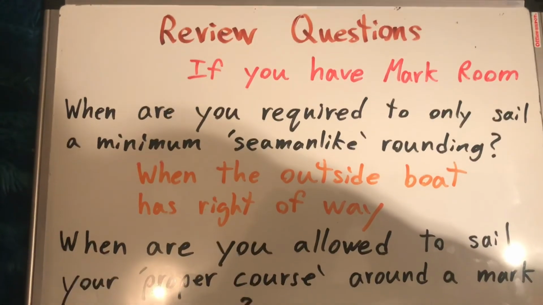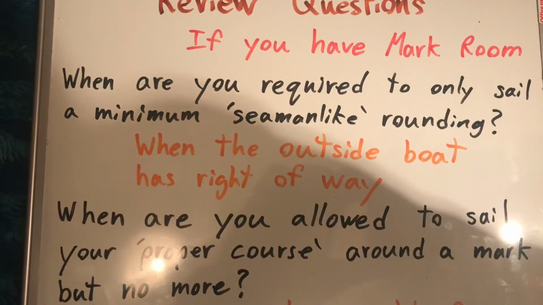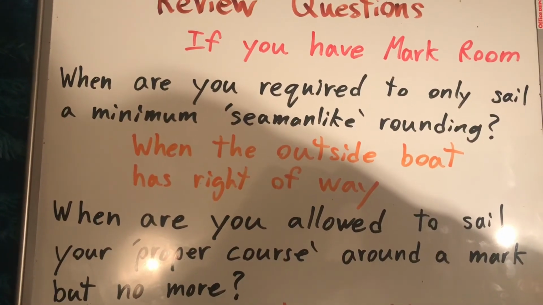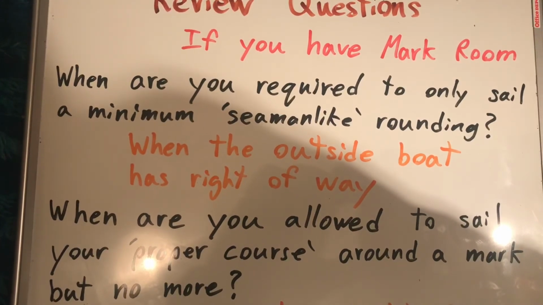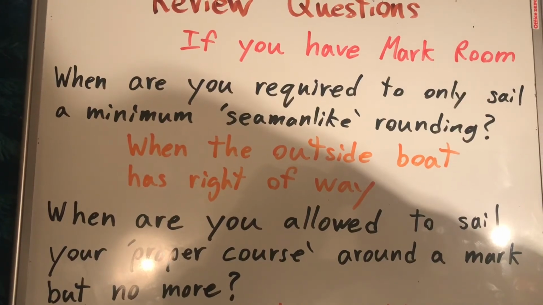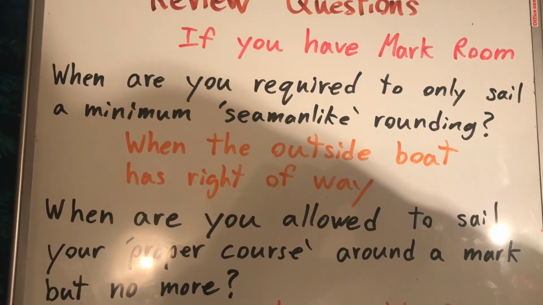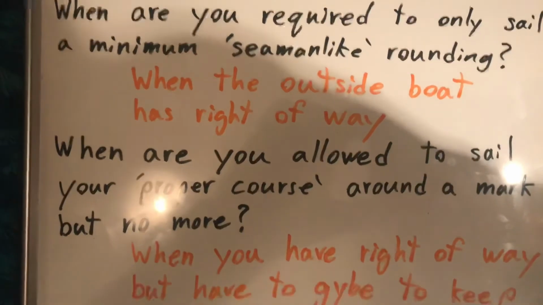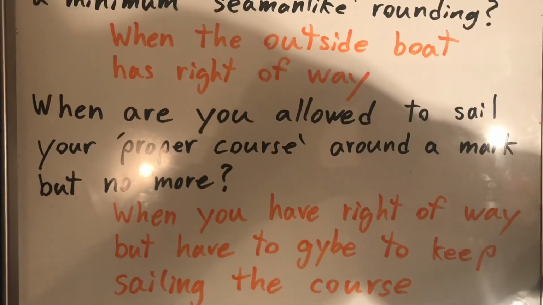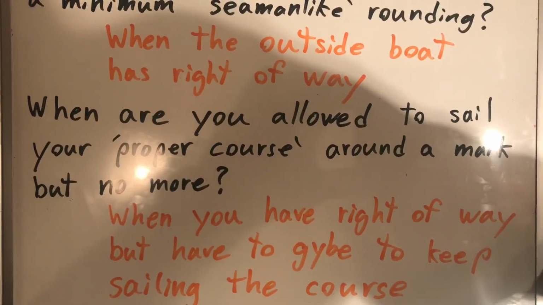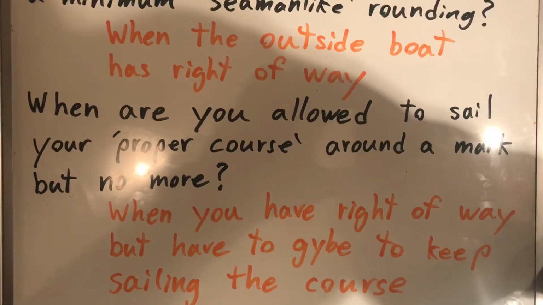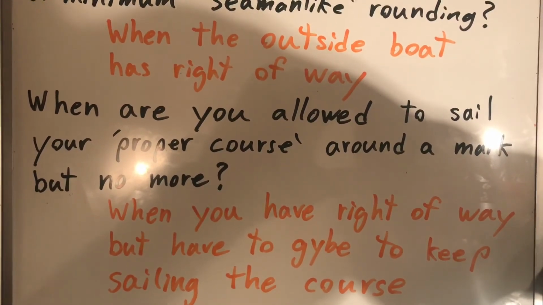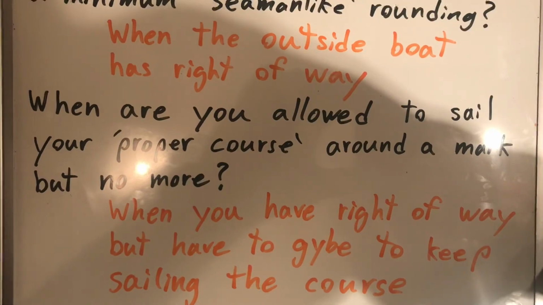Next question. When are you allowed to sail your proper course around the mark, but no more than your proper course? So this is your opportunity to pause and think about it. See if your answer is like my answer. My answer is when you have right-of-way, but you have to jibe to keep sailing the course. That's when you're restricted to sailing no higher than your proper course.